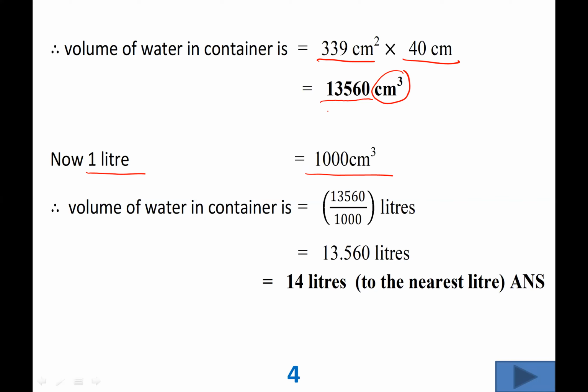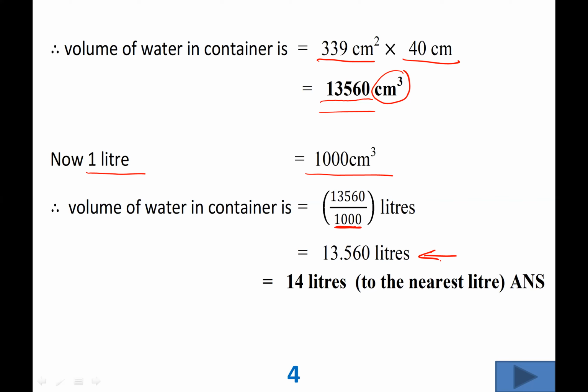So therefore, this figure here, 13,560 cm cube, in liters, we'd have to divide it by 1,000. And that brings it to 13.56 liters. So again, you might be tempted to walk off and think that you have the correct answer.